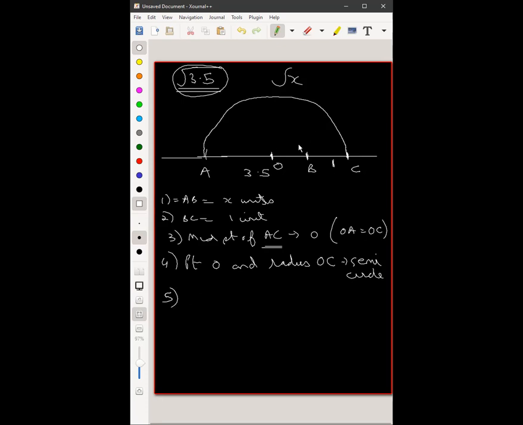Fifth step, I draw a perpendicular line at B cutting this semicircle. So this is at point B, a perpendicular.